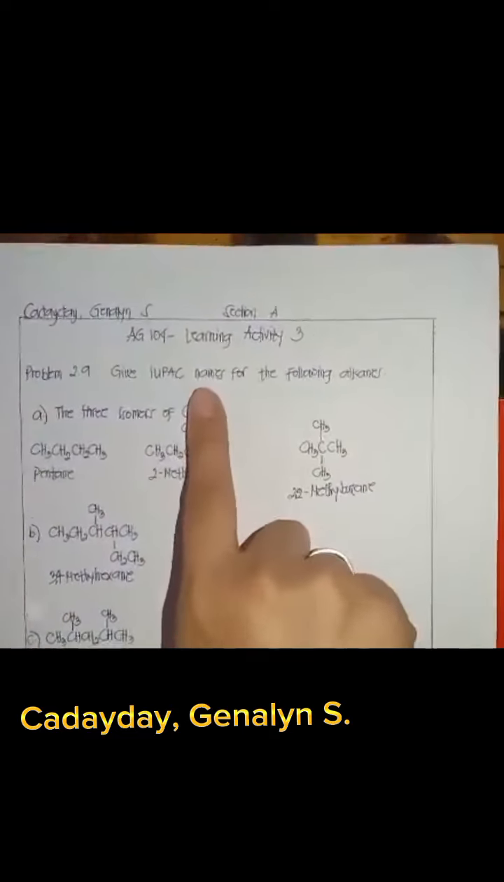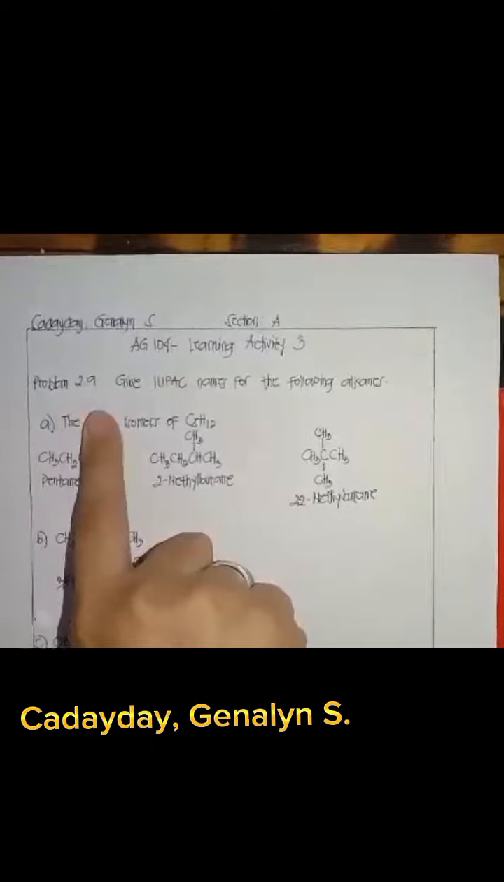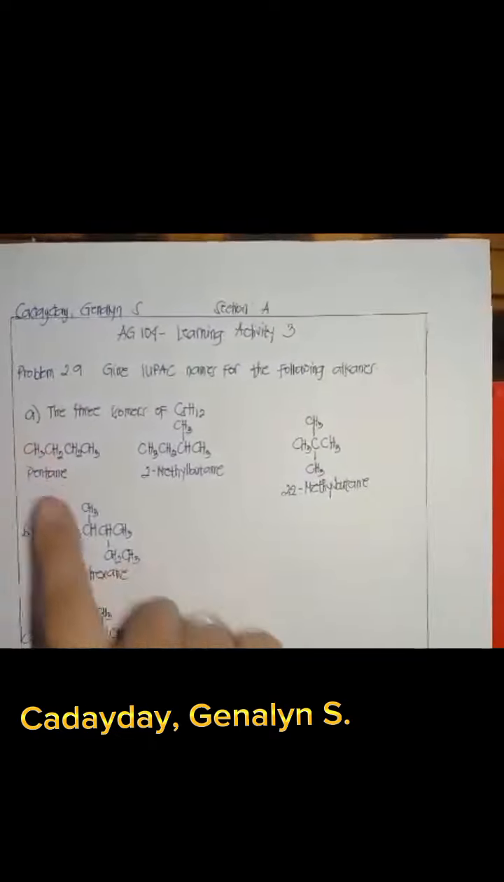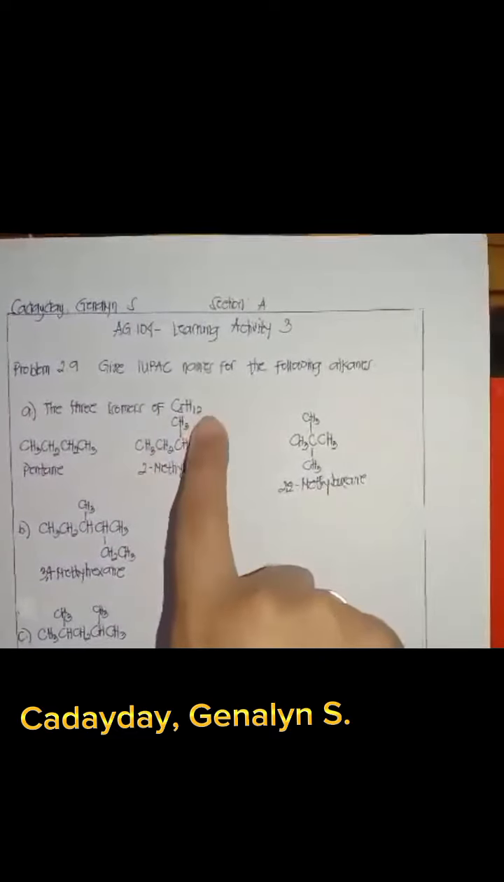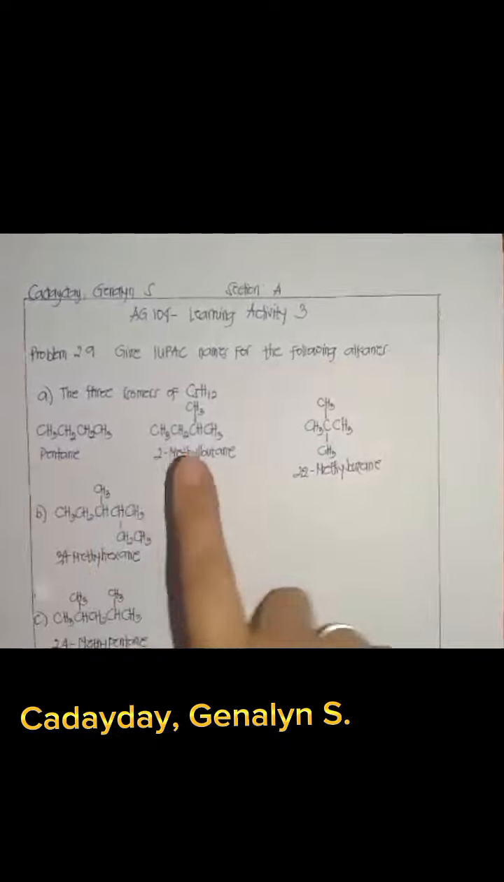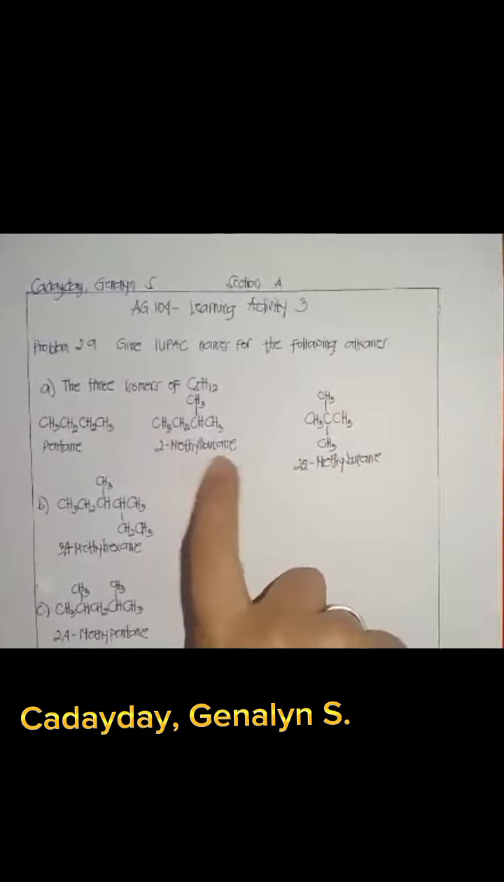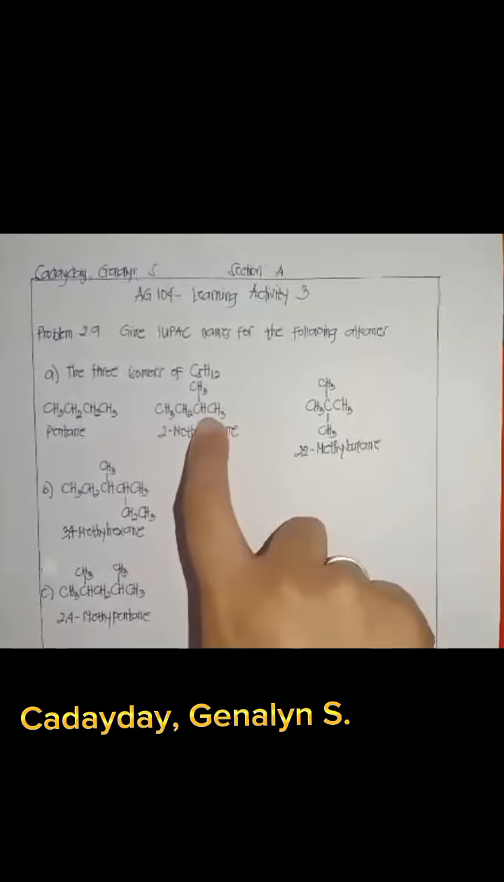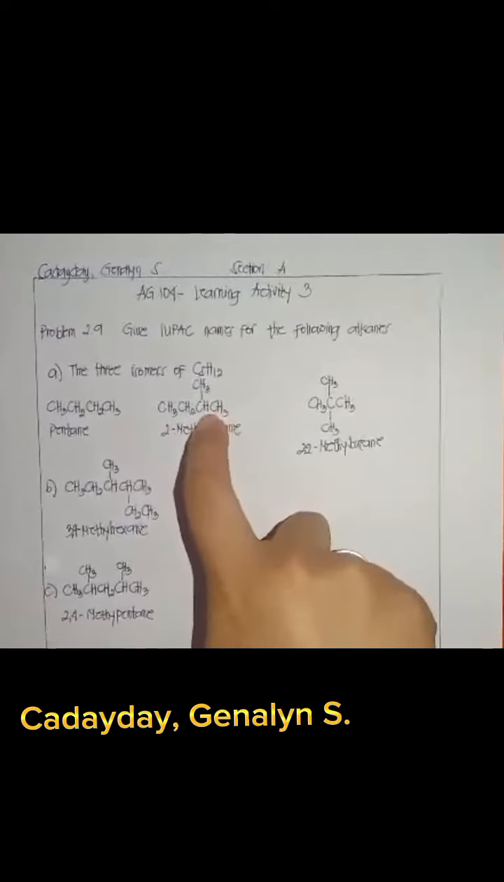AJ 104 Learning Activity 3. Problem 2.9. Give IUPAC names for the following alkanes. Letter A. The 3 isomers of C5H12. So this is the first isomer, which is pentane. The second is 2-methylbutane, because we have 1, 2, 3, 4 carbon. And the substituent is on carbon 2, which is methyl. Then, this is the third isomer, 2,2-dimethylpropane.